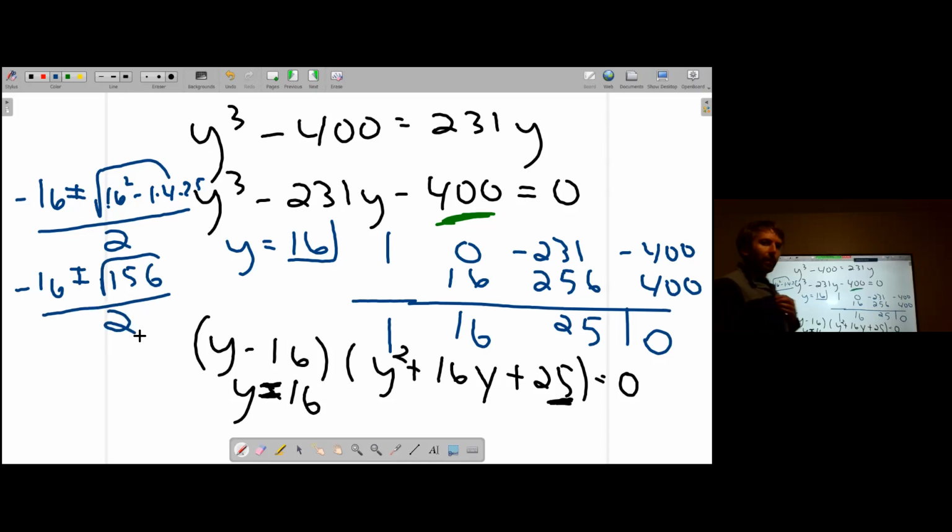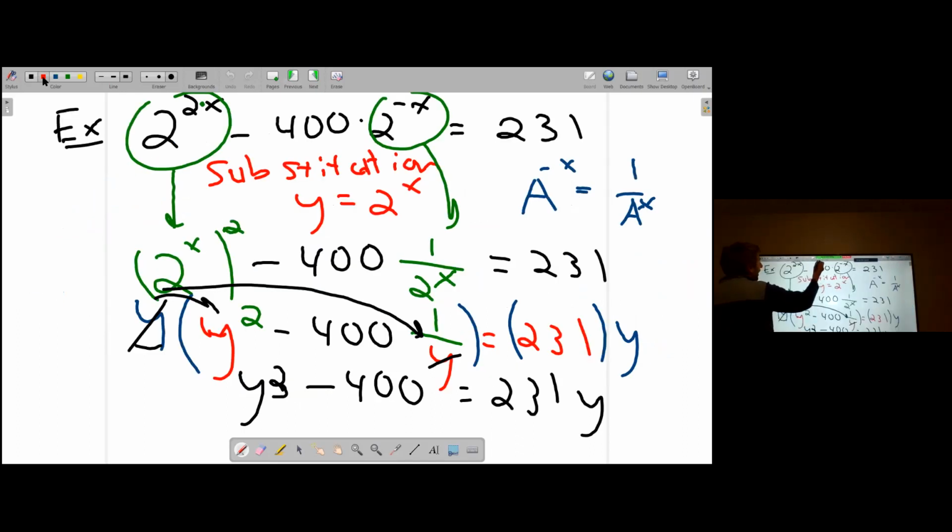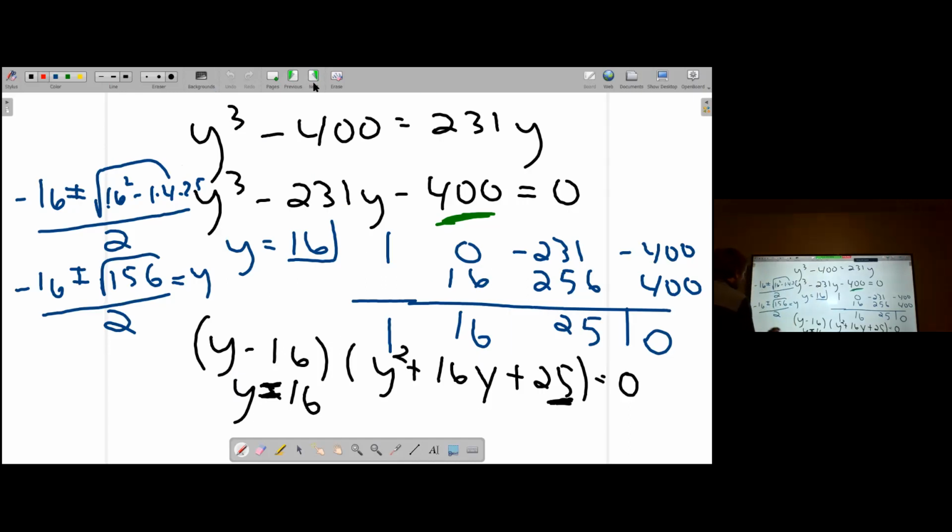Okay, so all of this is great. We've got some solutions here, but these are all solutions for y. Remember, we need to get solutions for x. Well, how do we do that? Remember, this was on the previous page, y is equal to 2 to the x. So we need to solve 2 to the x is equal to 16. And from here, we need to solve 2 to the x is equal to all this stuff.